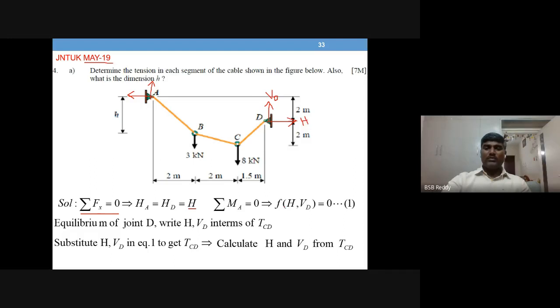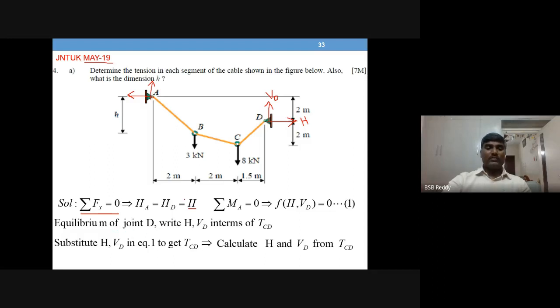So what does this mean? I mean to say if you write sigma MA is equal to 0, you are going to get a function of H, Vd equal to 0. It means you will get some equation in terms of H and Vd.